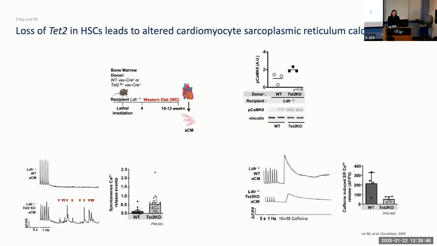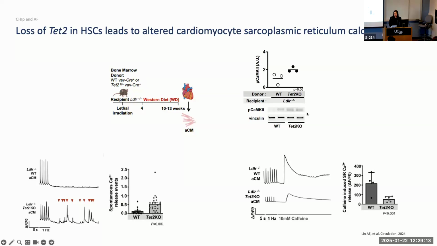So next we wanted to look at what is actually happening at the level of the cardiomyocyte, specifically looking at calcium handling. We know that calcium handling is linked greatly to both the electrical activity of the cardiomyocyte, but also AF inducibility. One of the key regulators is CAMK2, and when we isolate cardiomyocytes from our mouse model, we see that there's increased expression of CAMK2.